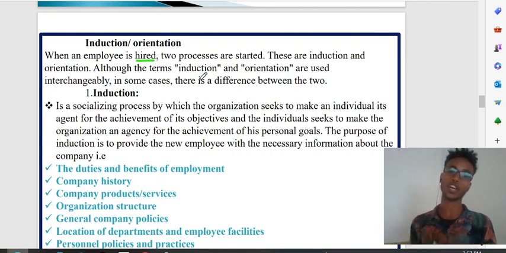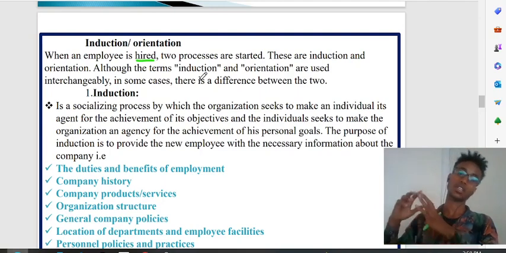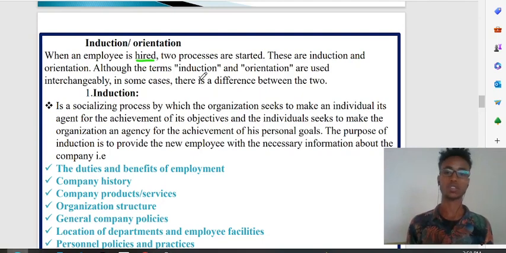When an employee is hired, after we place employees in our organization, we have to give orientation. Generally, two processes start. These are induction and orientation.